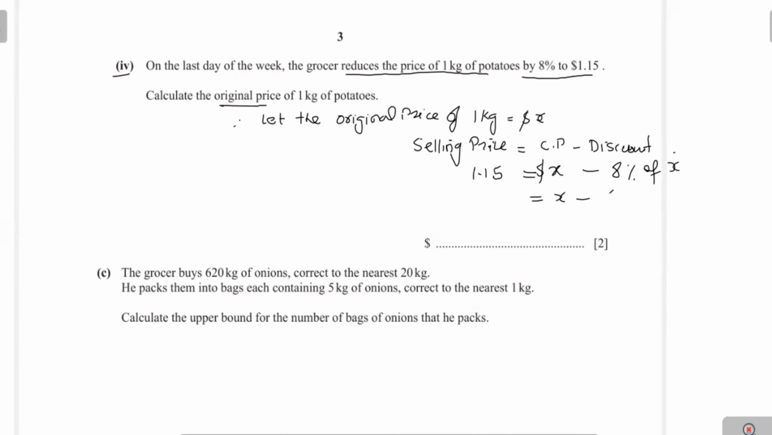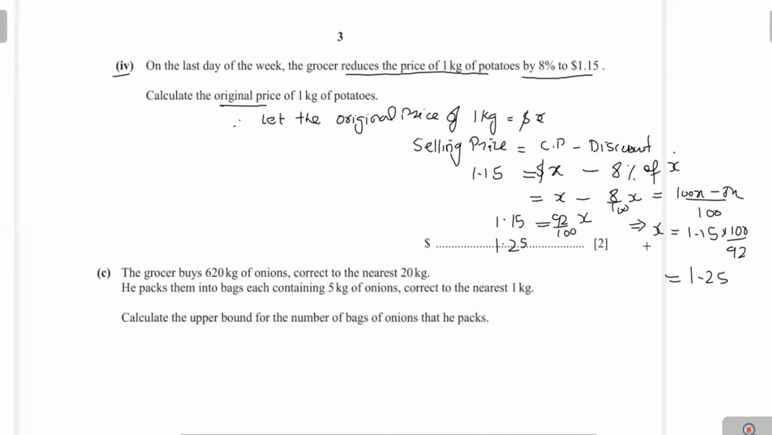Therefore, we can write X minus 8 over 100 X, and that will be equal to 100x minus 8x over 100, and this will be equal to 92 over 100 x equal to 1.15, and x will be equal to 1.15 multiplied by 100 divided by 92, and this will be equal to 1.25, and $1.25 is the original value, and this is the answer.